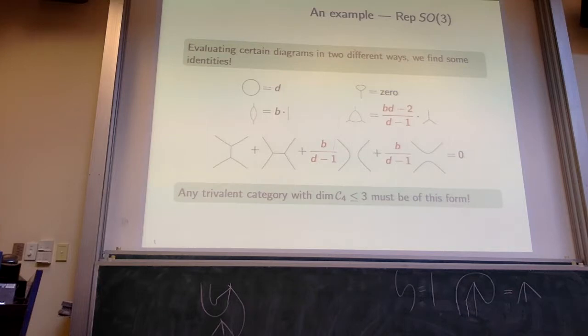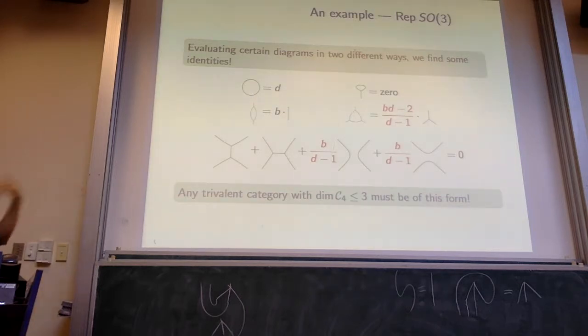Okay. We can do some little calculations, plugging these diagrams together in different ways, and evaluating them in different ways, and quickly find that there are constraints on the values of d, b, t, and a. Only some possible values will give you a category.